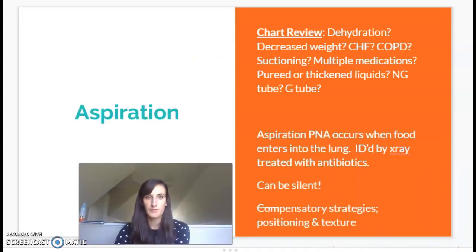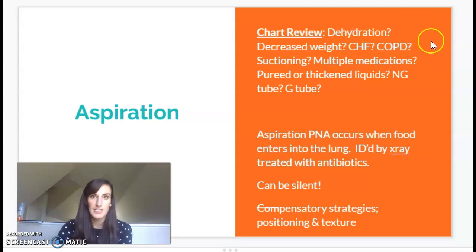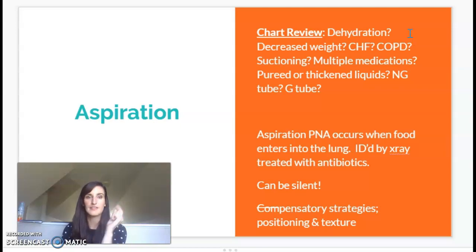Okay, moving into aspiration. Aspiration is something that you would want to look for beginning on your chart review. You're going to want to see if this patient has a history of being dehydrated. Do they have decreased weight? Do they have CHF, COPD? Do they need increased suctioning? Are they on multiple medications? Are they on a modified thickened liquid or modified diet? Do they have an NG tube or a G tube placed? These are all things that are going to start to tip you off that maybe this person would have trouble with aspiration.